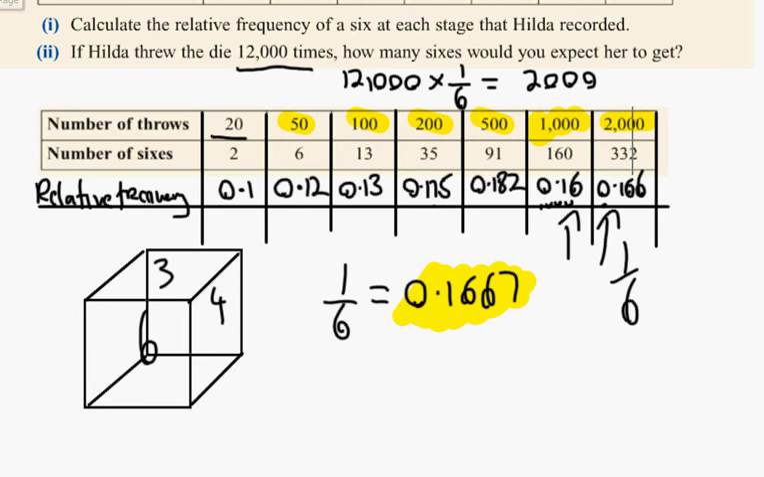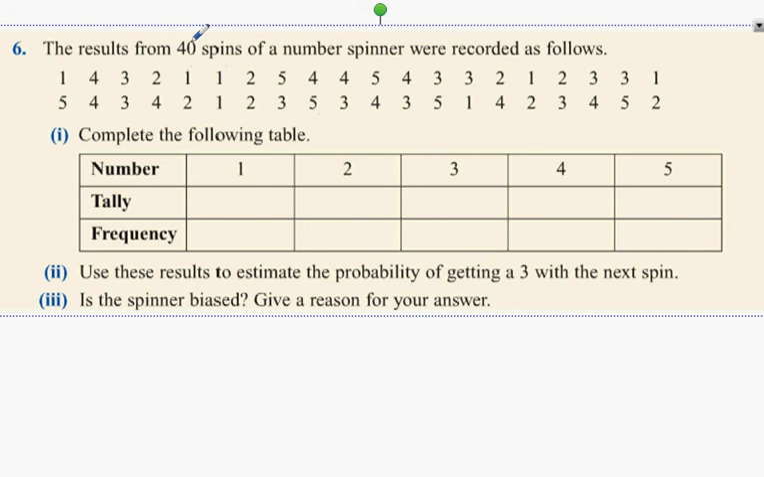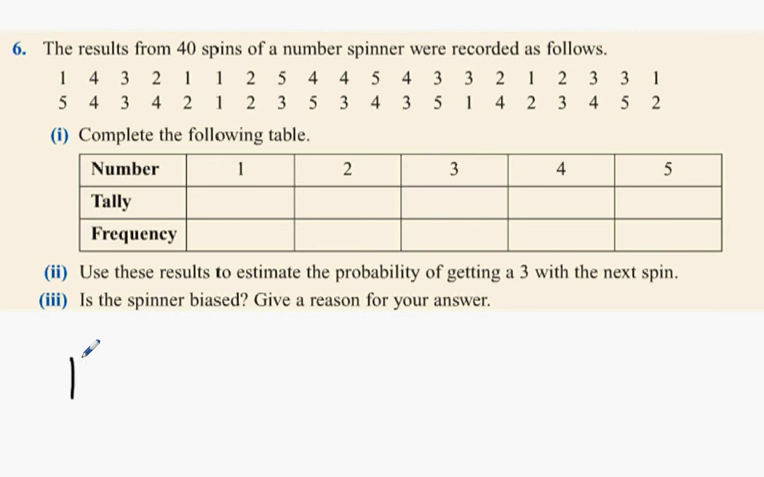Okay. Now, question 6. The result from 40 spins of a spinner were recorded as follows. They asked for you to complete this table. Now, does anybody know what a tally is? You ever see any of those prison movies where they're writing on the wall, counting how long they've been in jail? You'll see something like this. That represents 5. You only go up in 5s. So what does the number on the board represent? 7.